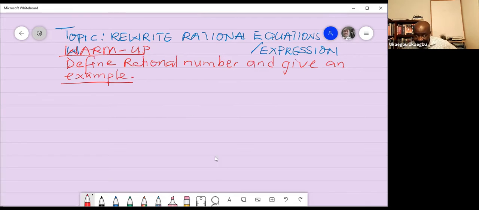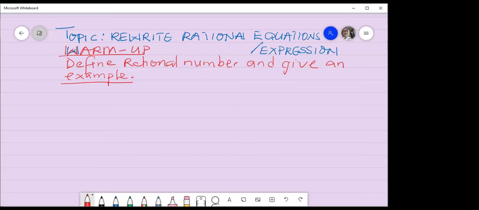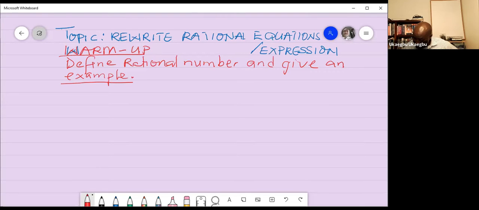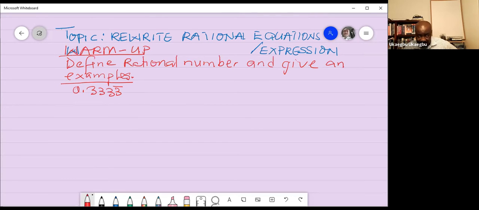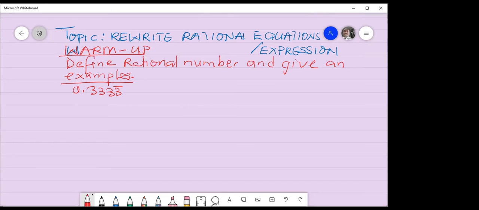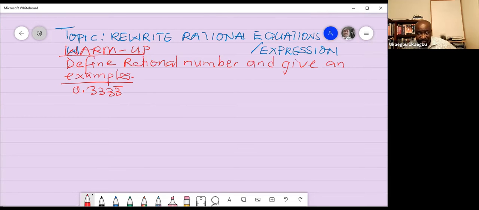So I'm going to call another person, Alegna. Give us one example of a rational number. 0.333, and it keeps going on. Okay, so I'm just going to be writing the examples that you guys tell me. 0.333 repeating. Next example. Next person, Daphne, go ahead. Another example of a rational number. I did 2x plus 3 over x minus 1. Okay, you gave a rational expression. I just need a rational number, but thank you anyway.